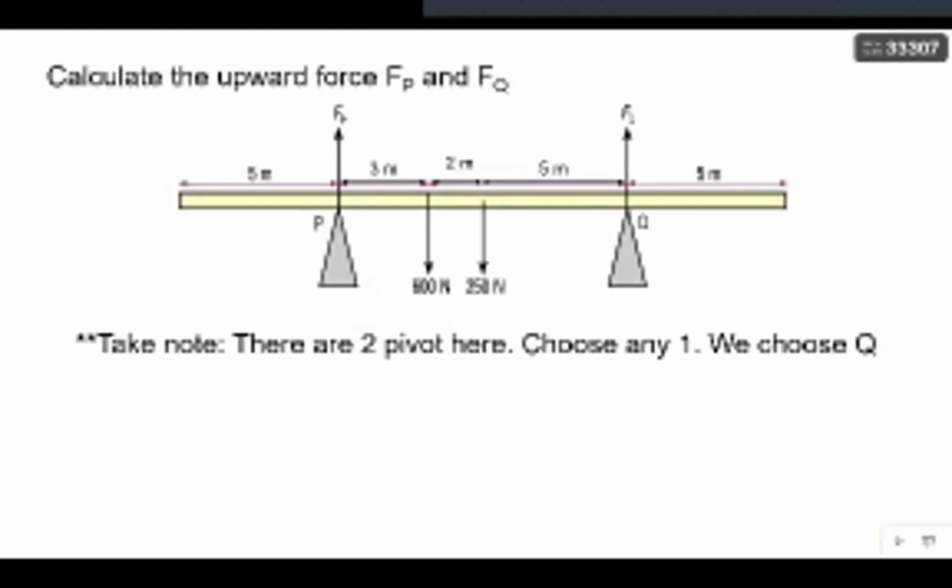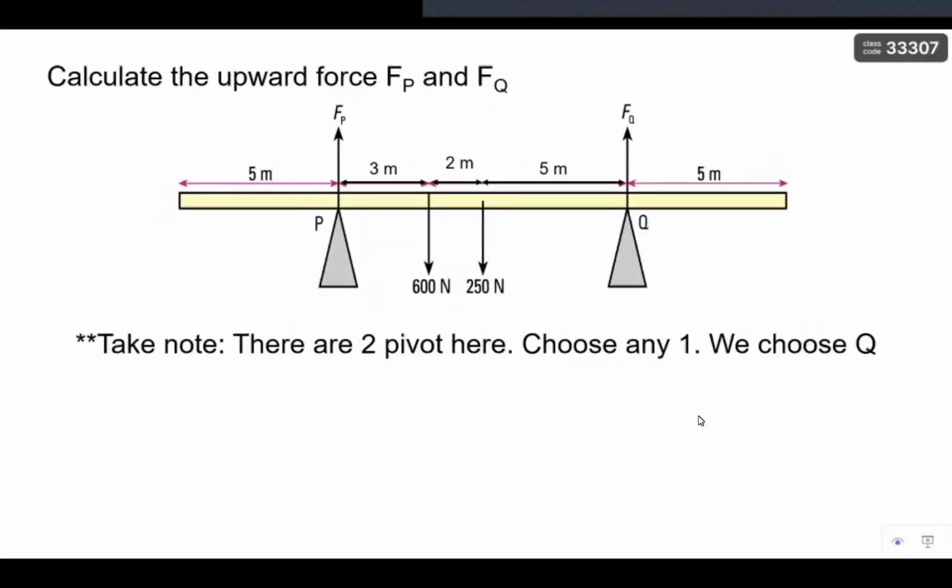Okay, let's take a look at this question. In this question, there are 2 pivots, P and Q. For such questions with 2 pivots, the first thing that we need to do is choose only one of them as the pivot. So in this case, I'm going to choose Q as my pivot and ignore P altogether. If I choose Q as my pivot, I should know that FQ will not be in the calculations, because FQ will have no moment as the perpendicular distance between the force and the pivot is 0.